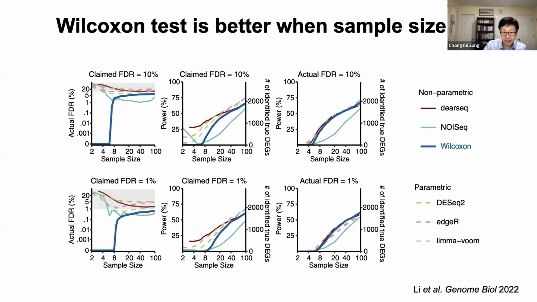Then they used both real data and simulated data to show that simply using the Wilcoxon test can outperform these fancier tools like DESeq2 or edgeR. This usually works when the population data and the sample size are large. And they gave a practical suggestion: when the sample size is greater than 8, we can use the Wilcoxon test.